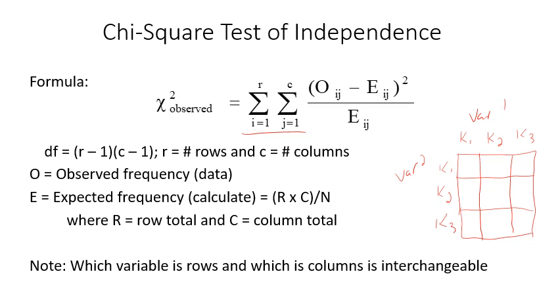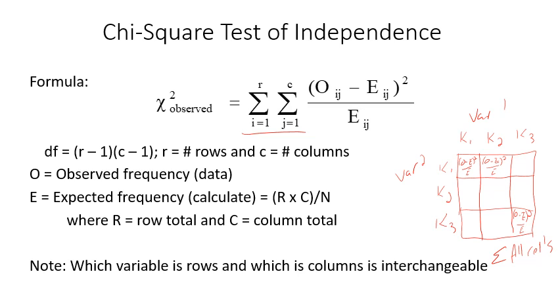Basically, the reason there are two sum symbols is that you're going to do the observed minus expected, squared, divided by expected for every single cell. I'm not going to write it on all of them, but you're going to do observed minus expected squared divided by expected for every cell. Then you're going to sum the values you get from all cells, and that is your chi-square observed value.